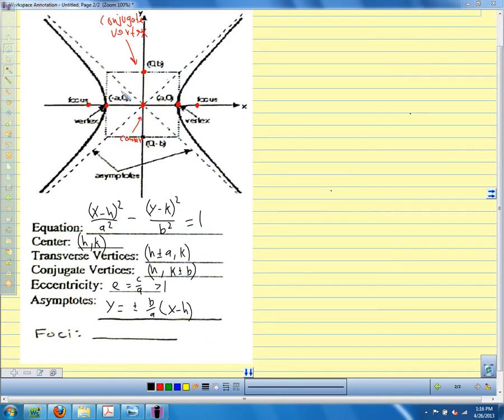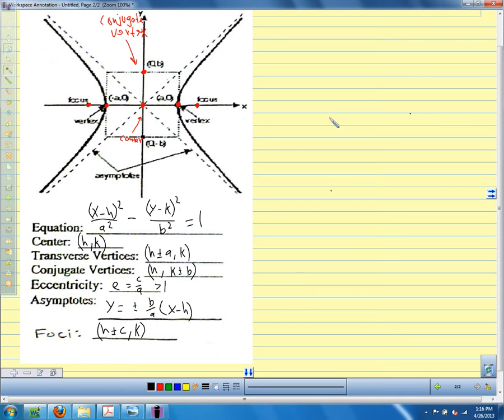Our foci, here and here, C, just like with the ellipse, C tells us how far to the left and the right to move from the center to get to the foci. So my foci are going to be H plus or minus C. Okay. So A tells us about the vertices, B tells us about the conjugate vertices, C tells us about the foci.